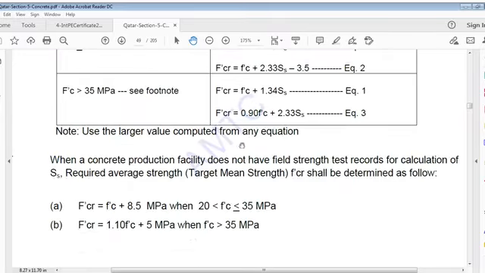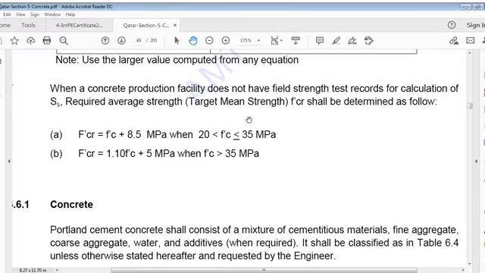Use the larger value computed from whichever equation. When a concrete production facility does not have field strength test records for calculation of the standard deviation, the required average strength, target mean strength f_cr, shall be determined as follows. A. f_cr equals f_c plus 8.5 MPa when f_c is less than or equal to 35 MPa. B. f_cr equals 1.1 f_c plus 5 MPa when f_c is greater than 35 MPa.